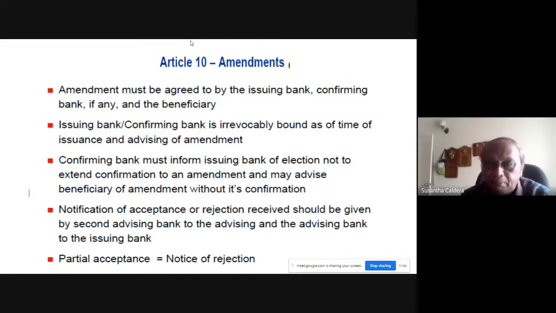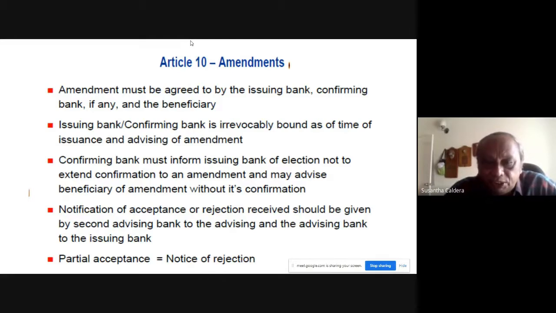you can advise the amendment to the beneficiary without adding your confirmation, but you have to tell them very clearly that please be advised that we have not added our confirmation to this amendment. Your confirmation is only for the original $100,000 LC, not for the enhancement of the value by $50,000. That amendment is not covered. But you have to advise the parties, the issuing bank as well as the beneficiary.